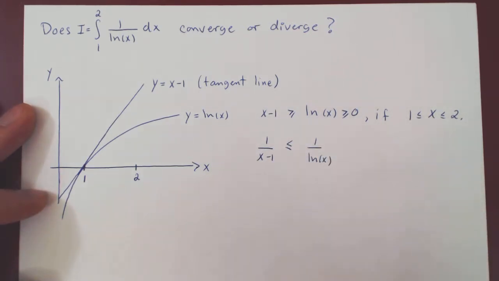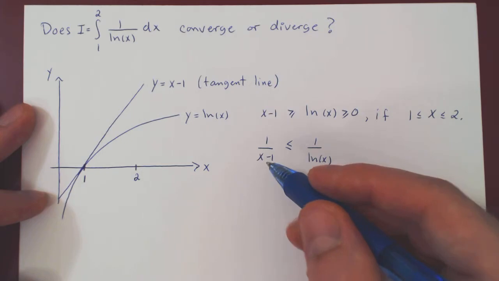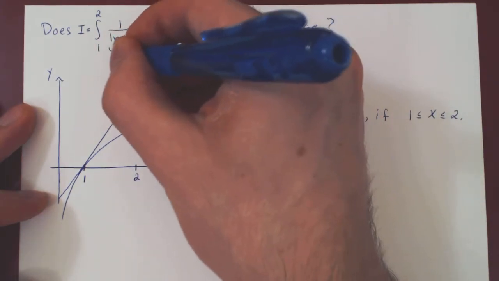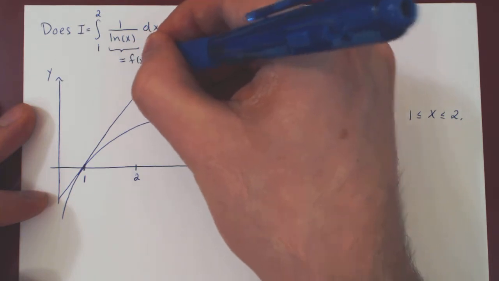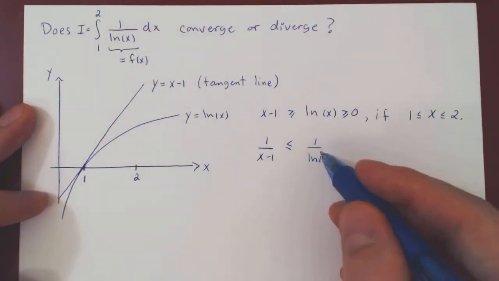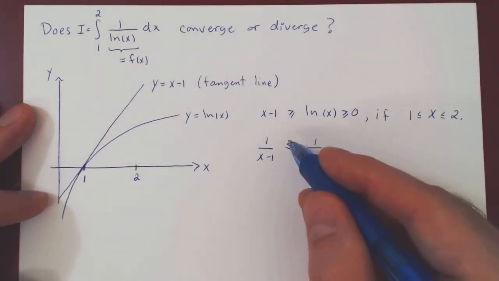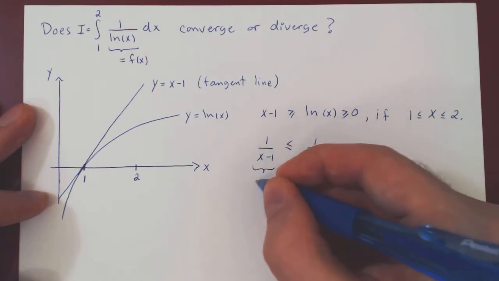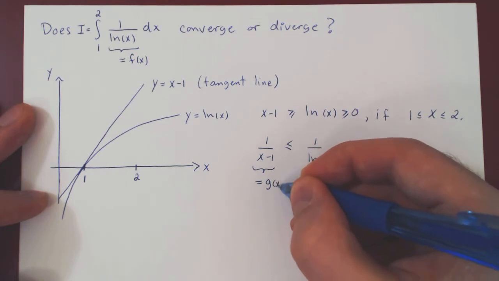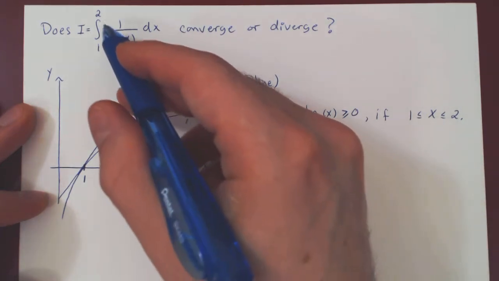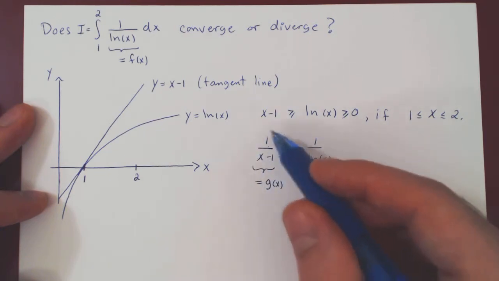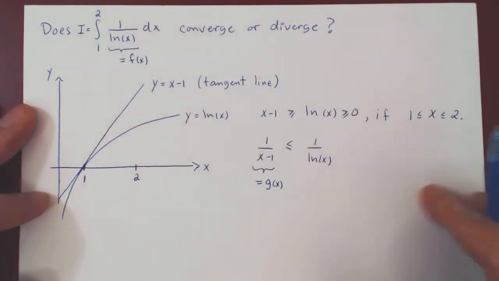And so now we are essentially ready to go. This is our f of x, the original function. And now we have a much simpler and slightly smaller function in 1 over x minus 1. This is our g of x. So again, we'll ignore the original integral, and let's see what happens if we integrate g from 1 to 2.